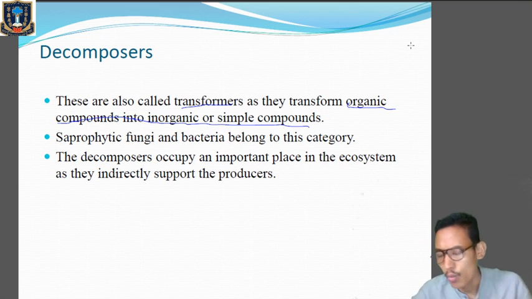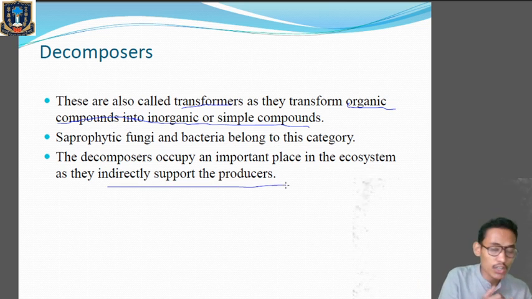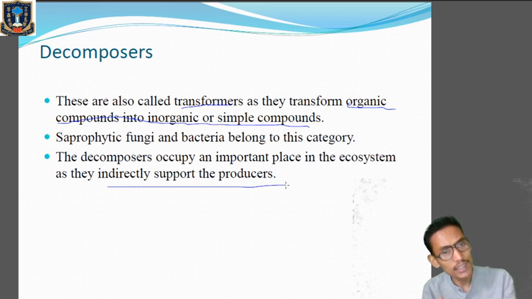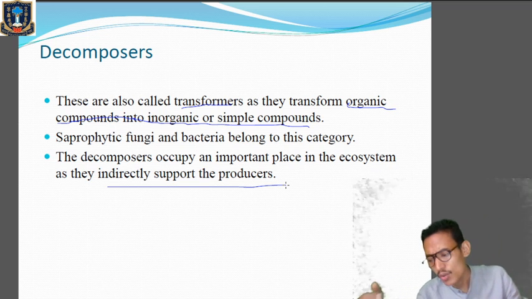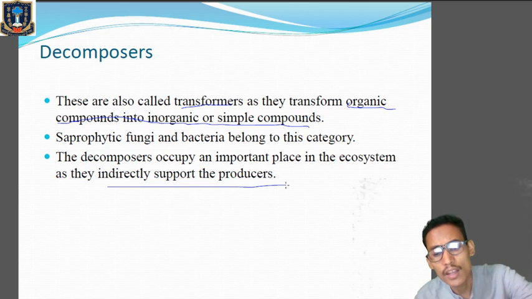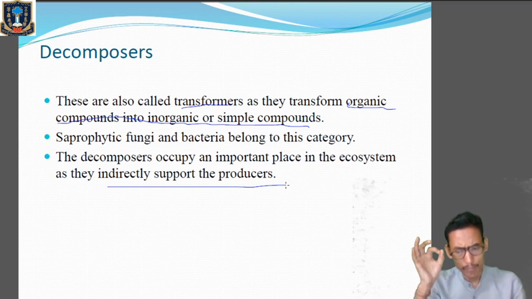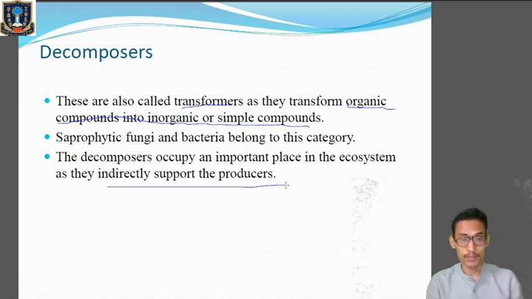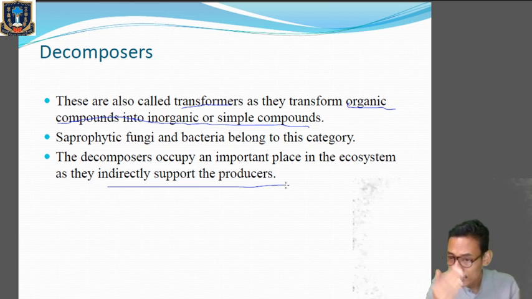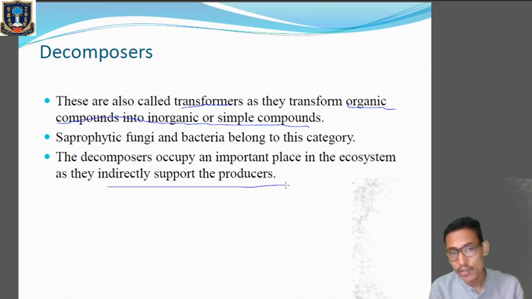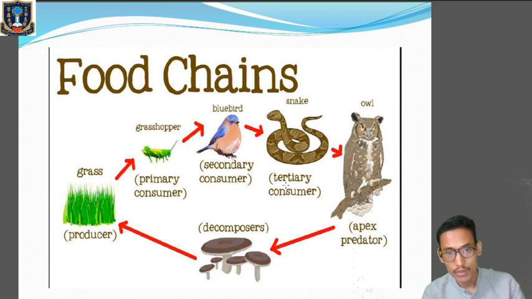Now why are we saying that it will indirectly support the producers? Because we are saying that these decomposers, the saprophytic fungi and the bacteria, they are acting upon the dead remains of plants and animals. They are converting the complex organic compound into simple inorganic compound. Now those simple inorganic compounds can be again utilized by the producers in the form of nutrients. So that's why these decomposers play an important role in our ecosystem. They will help in the cycling of nutrients, and therefore it will indirectly support the producers. Clear?